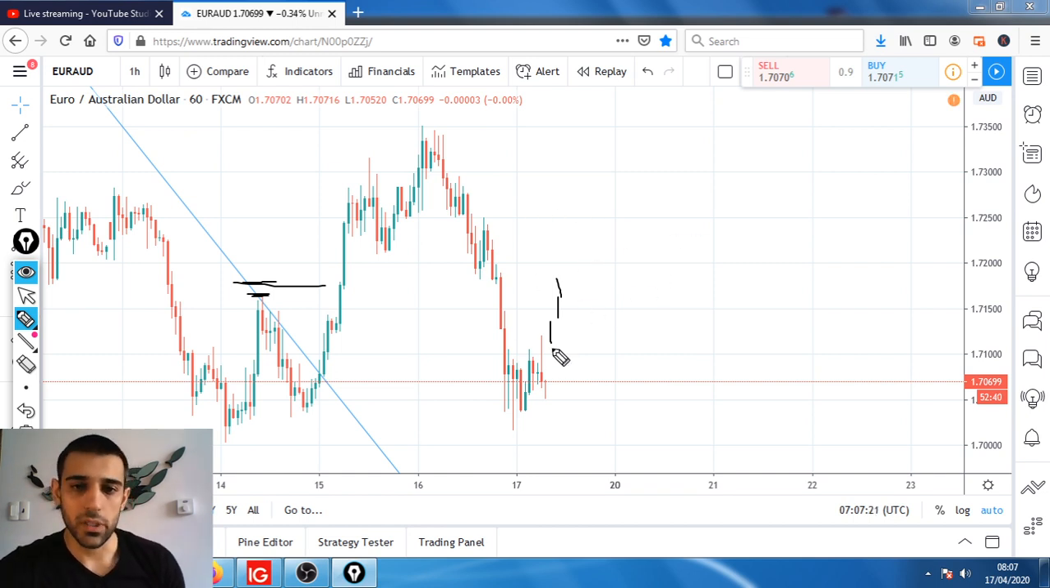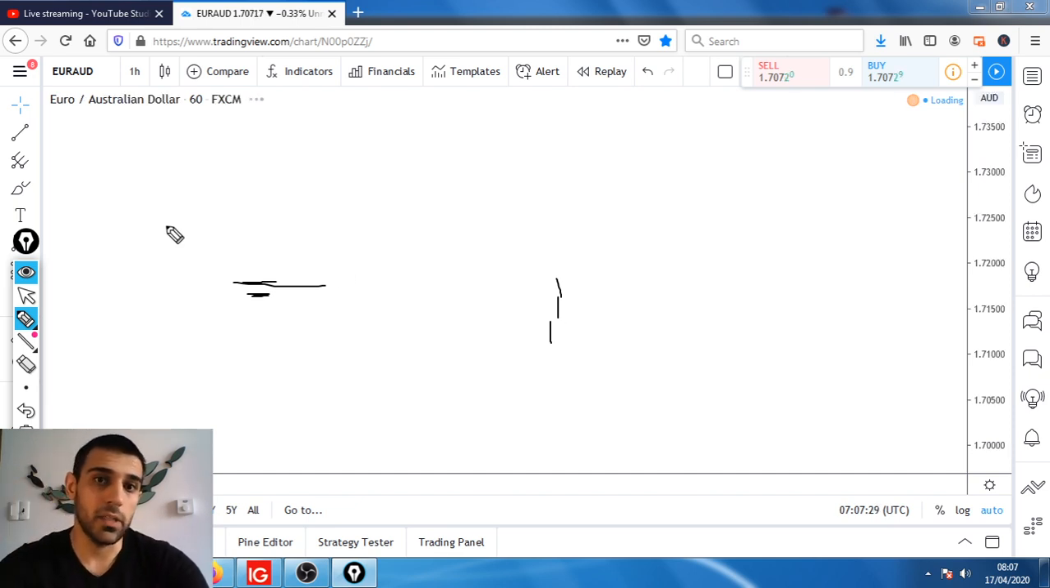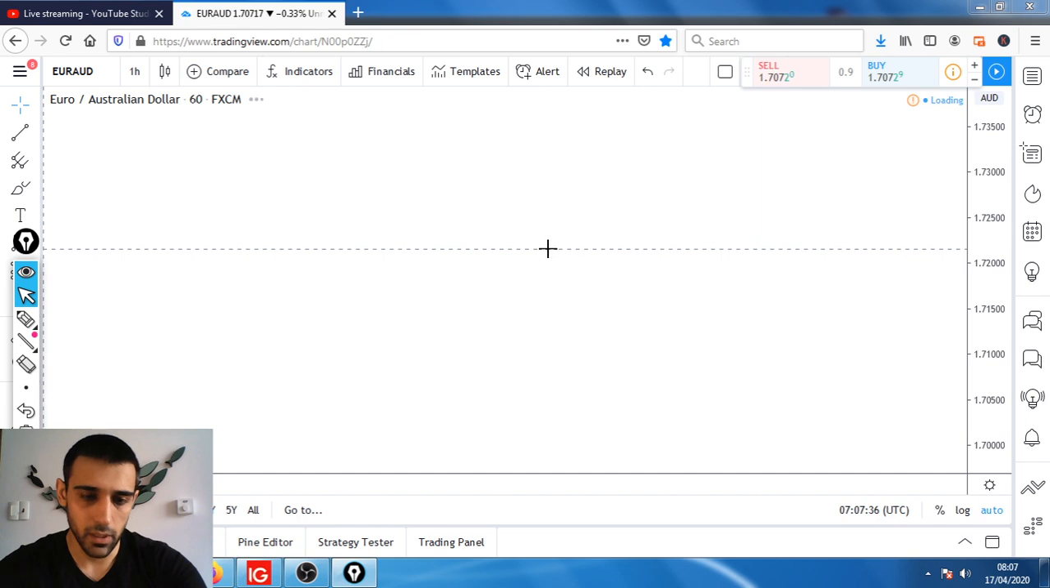But for now, I want to see a bit more retracement, a bit more upside before I go into a short side with the 35 pip stop loss. And if it's going to load again, then I'm going to discuss the potential targets on it.